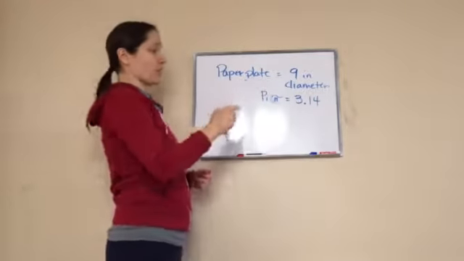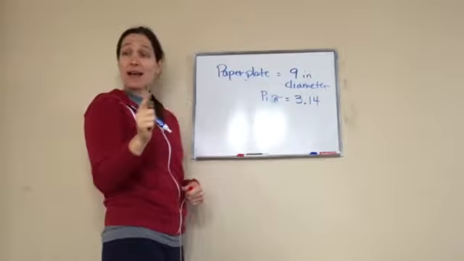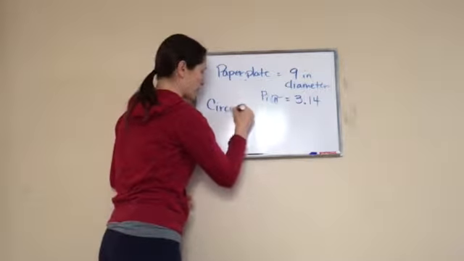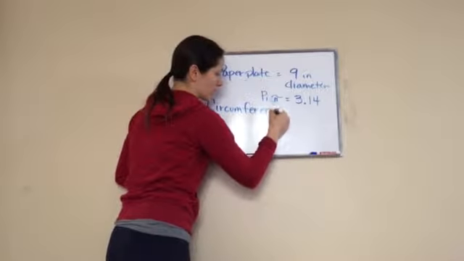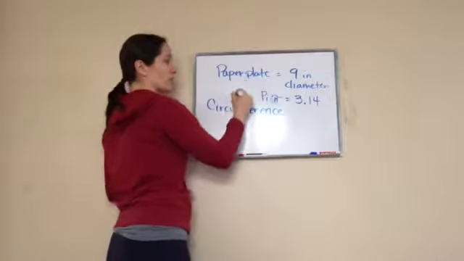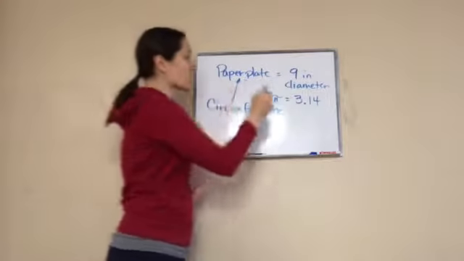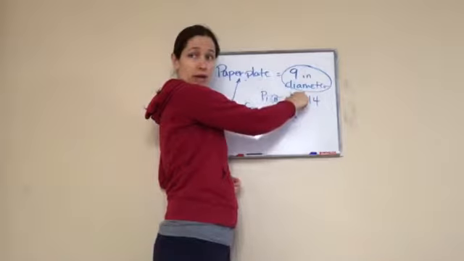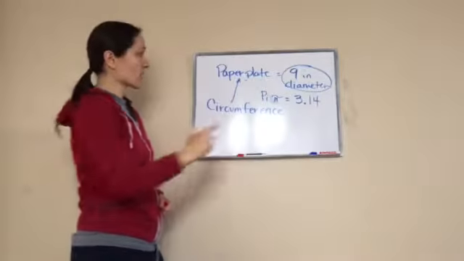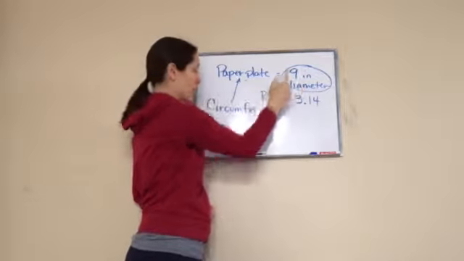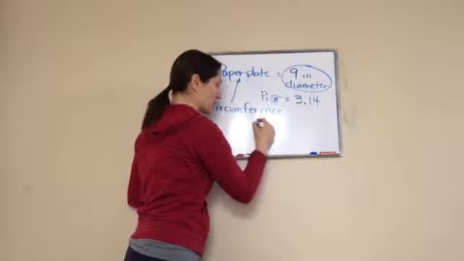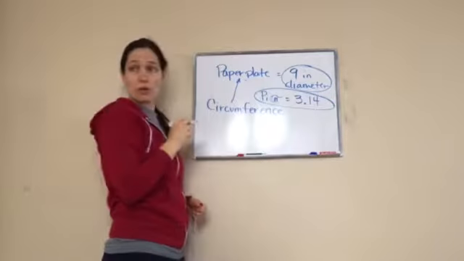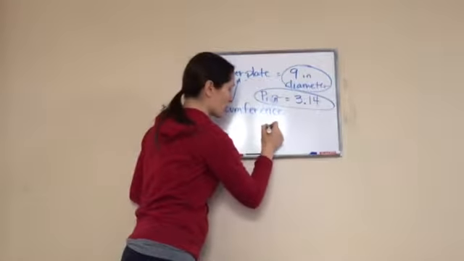Okay? So, what I'm going to do to find my answer to what is my circumference, write this word down, circumference. I'm going to find the circumference of this paper plate by using my information about the diameter. Okay? So watch what I do. It's 9 inches. So I'm going to take my 9 inches in diameter and I'm going to multiply it by this 3.14.